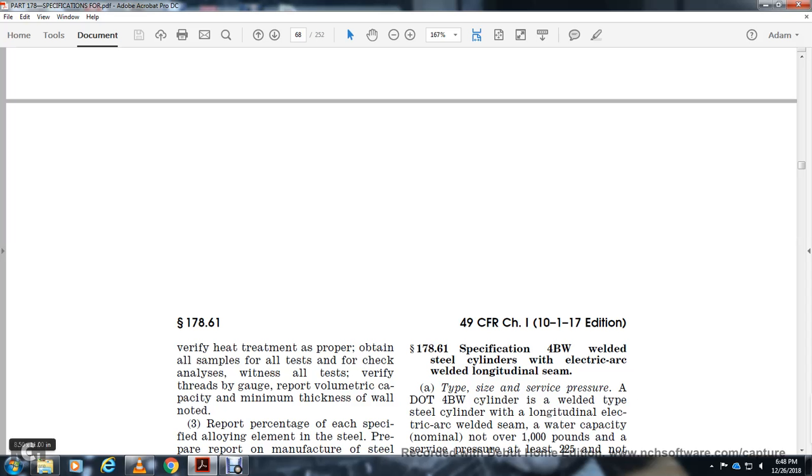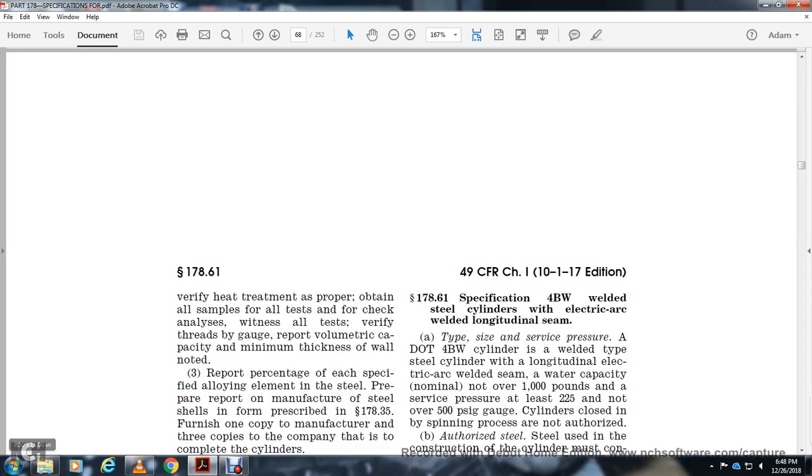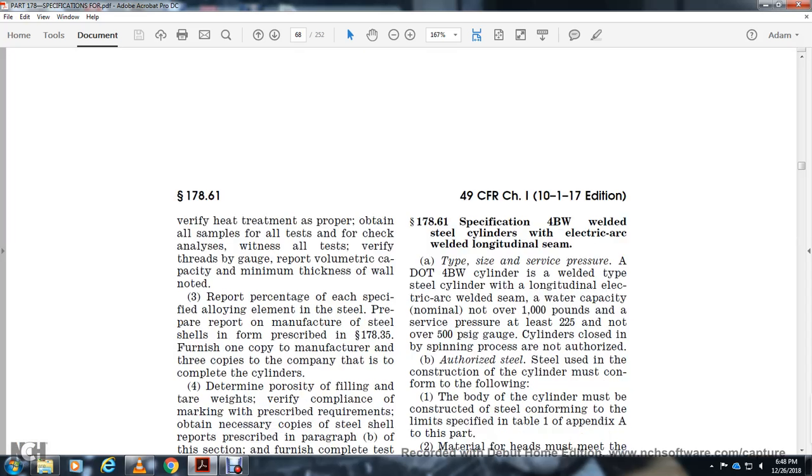Report the volumetric capacity and the minimum thickness of the wall noted. Report the percent of the alloyed elements of the steel. Prepare the report of the manufacturer's steel with the shell, as prescribed in 178.35, and furnish a copy to the manufacturer, and 3 copies to the company, 2 of which are for complete cylinders.